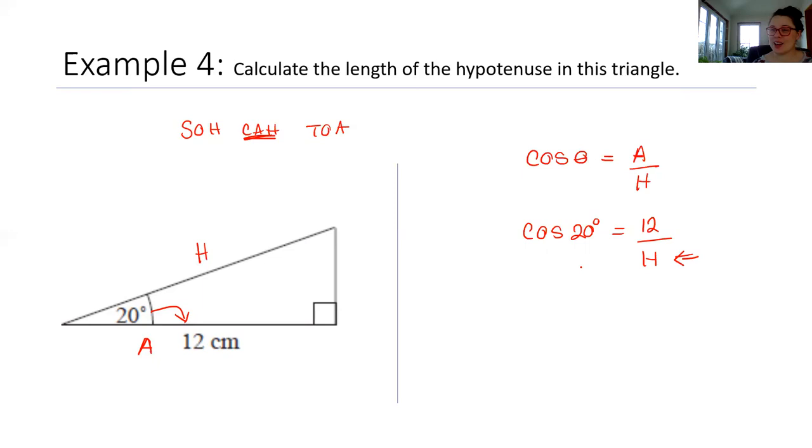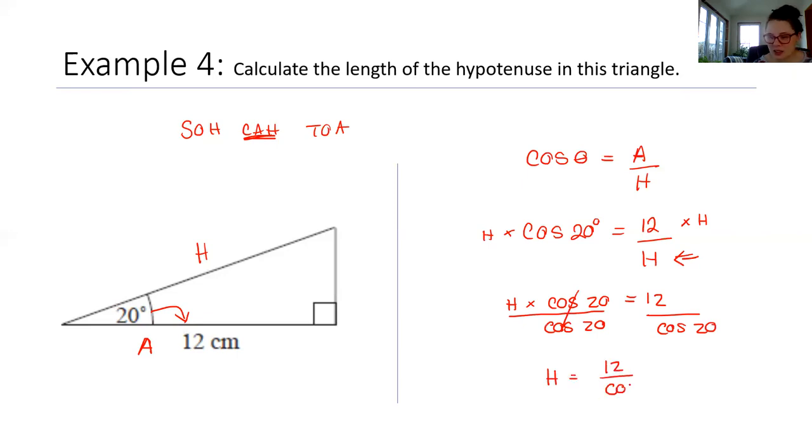I'm going to take you the long way, and then I'm going to give you the shortcut. We need to get rid of the fraction first. Multiply both sides by H. Now we have H times the cosine of 20 equals 12. Cosine and 20 stay stuck together. You can't separate them, not unless you do that little inverse cos thing. So we're going to move them together. We're going to divide both sides by the cosine of 20. And we get, these cancel, the hypotenuse is equal to 12 over cosine 20.